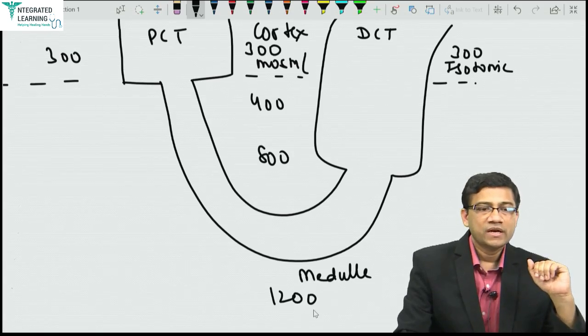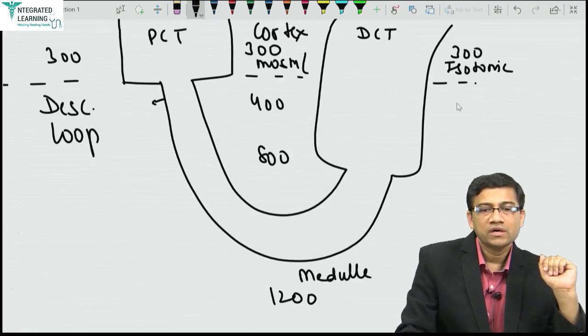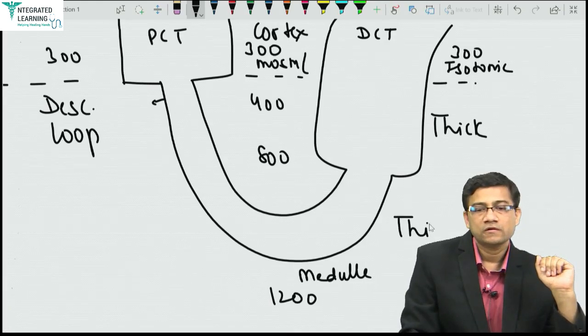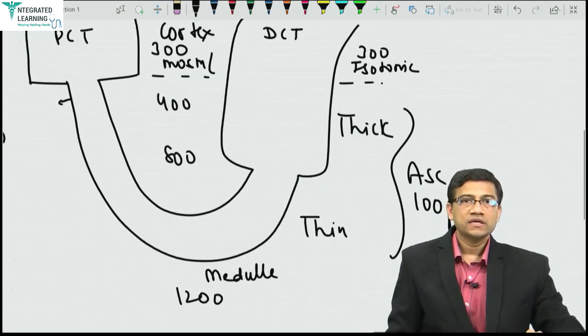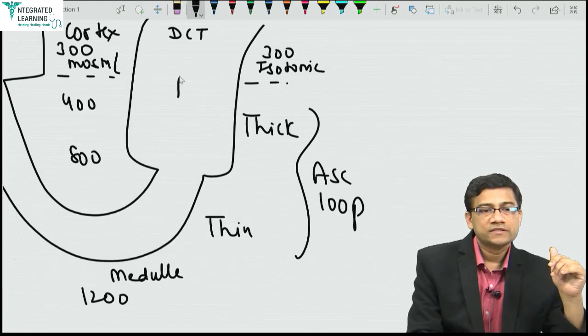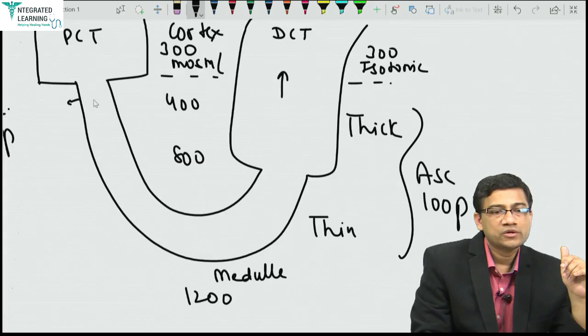Now these are what parts? Descending loop of Henle, because the urine is flowing downward. This is thick and thin ascending loop. So we have the ascending where you're going up, descending where you're going down with your urine formation.